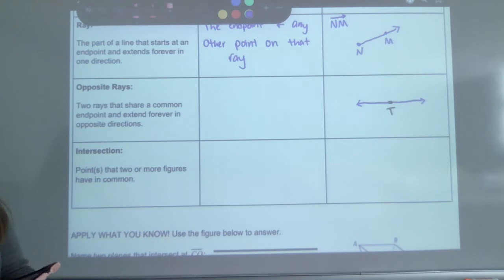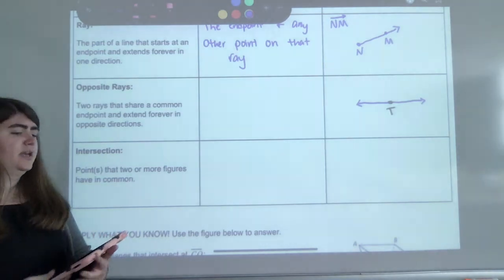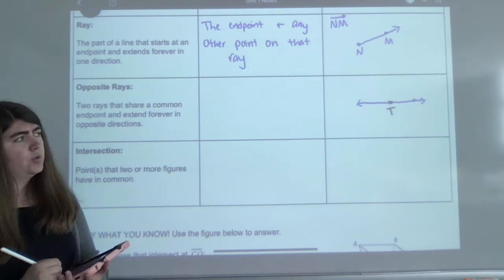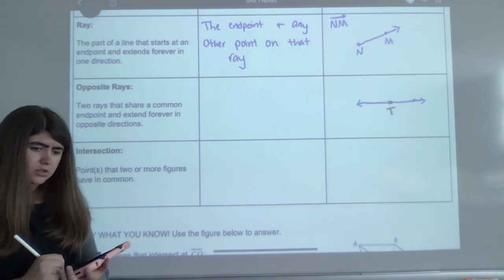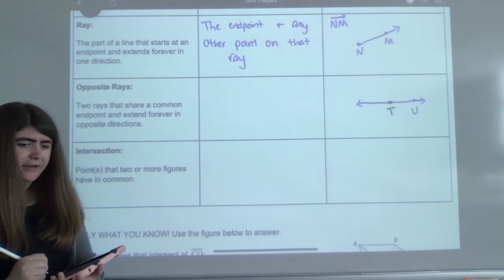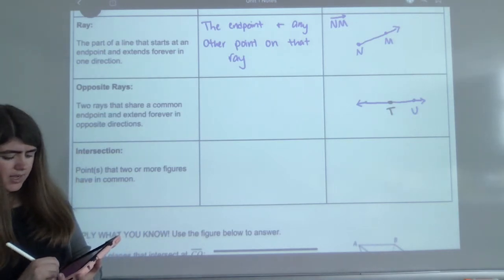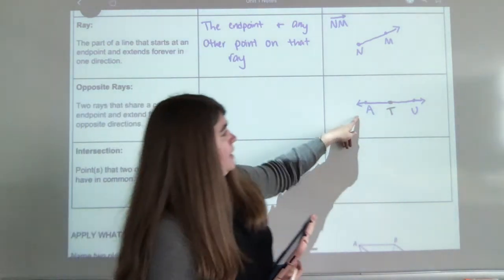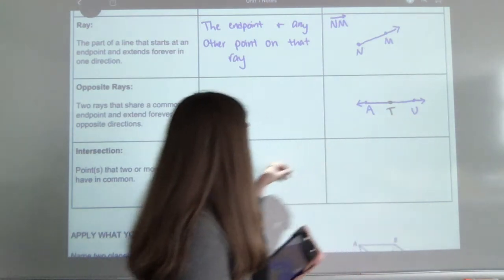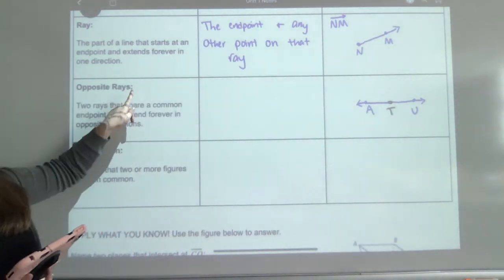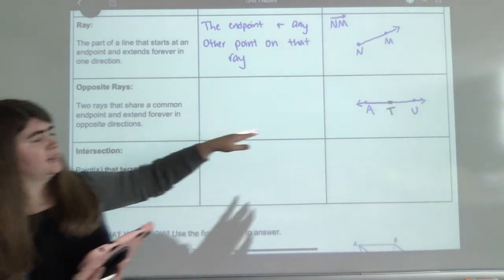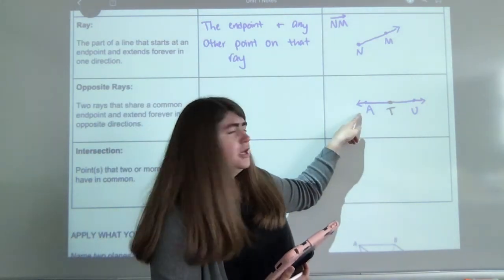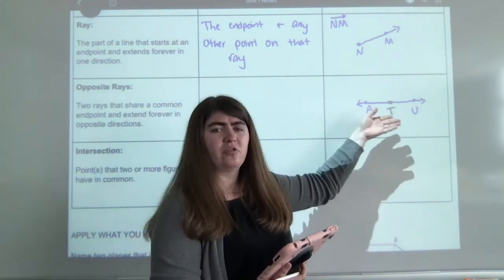So I have point T in the middle. And then I'm going to go ahead and put a couple other points on our rays. I'm going to put a point on this ray, we'll call that U. And I have the point on this other ray that I'm going to call A. So I have A on our left ray, U on our right ray, and together they are opposite rays. Now at this point you might be looking at that and thinking, this looks like a line. And you'd be right. Opposite rays form a line.